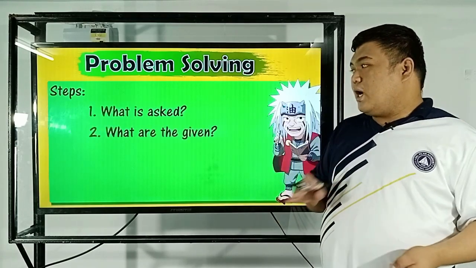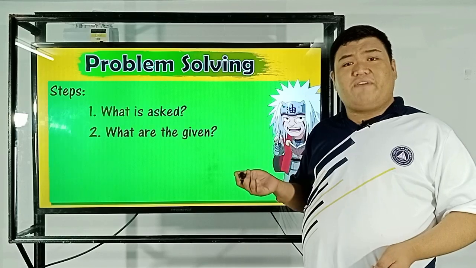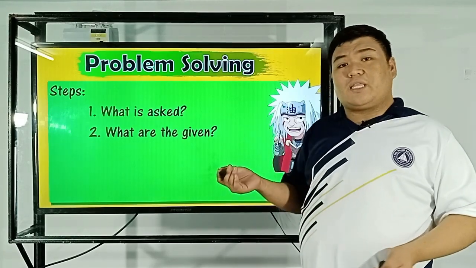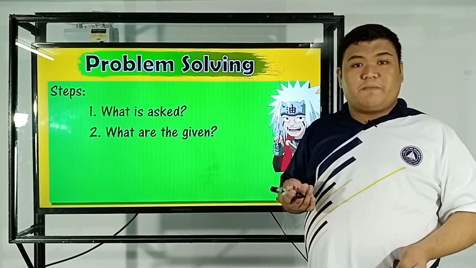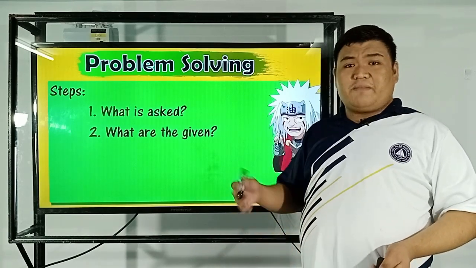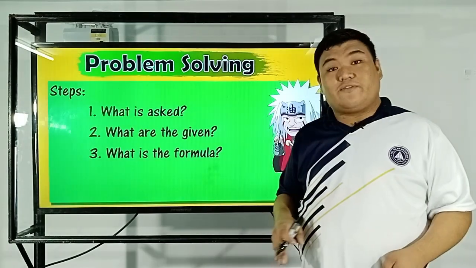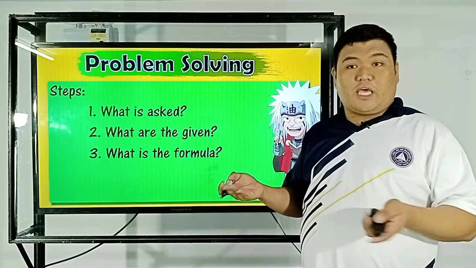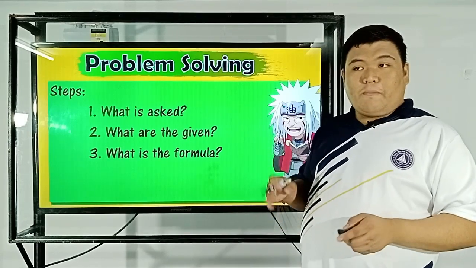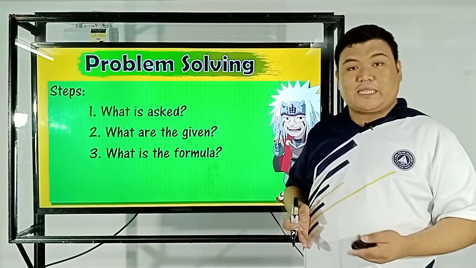And for the second one, what are the given? Ano po ba yung mga given na binigay sa atin ng word problem? Given ba yung first term? Given ba yung value ng n? Given ba yung common difference? Okay po. Next is, what is the formula? Anong formula ang gagamitin? Is it a sub 1 plus n minus 1 times d? O baka pag sum yung hinahanap, alin ba doon sa dalawang formula ang gagamitin natin?